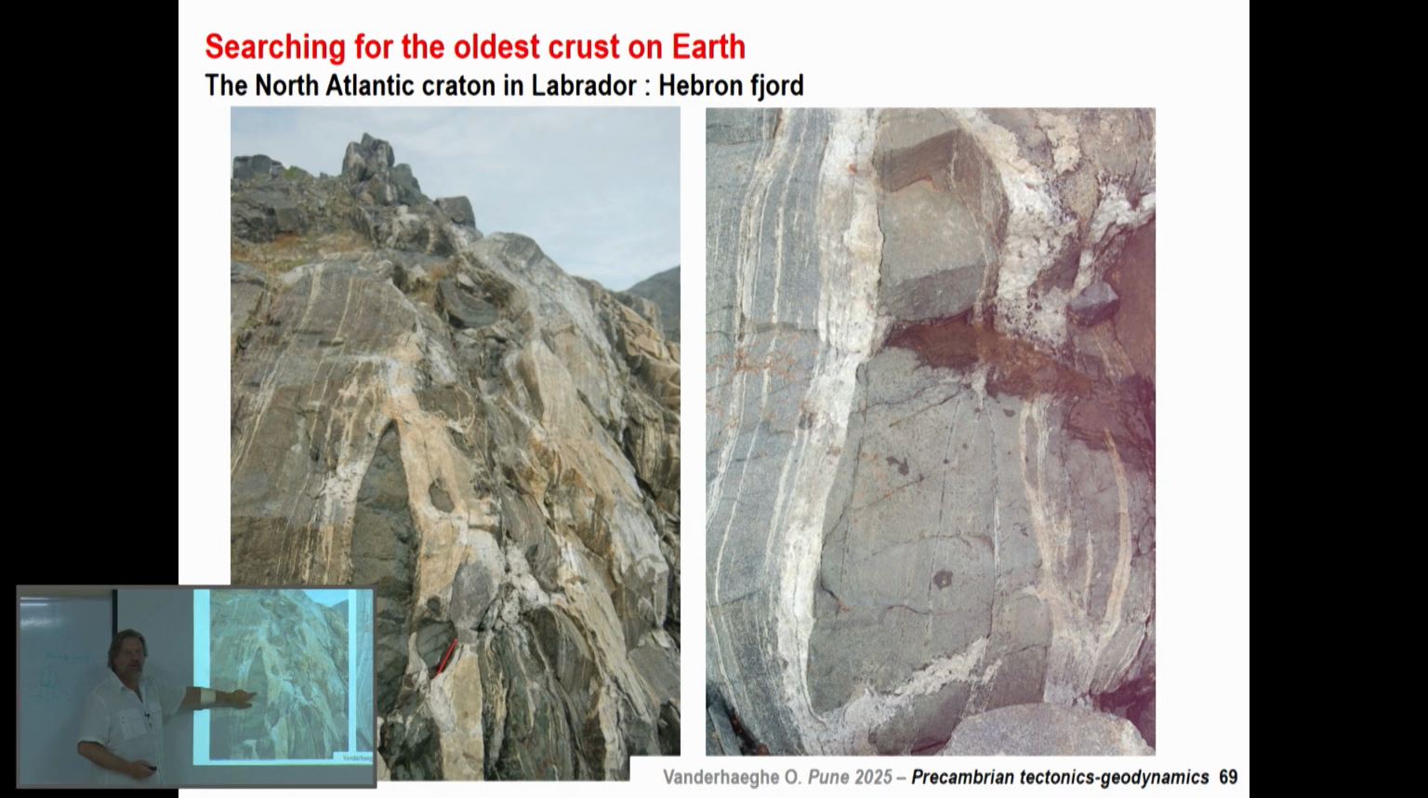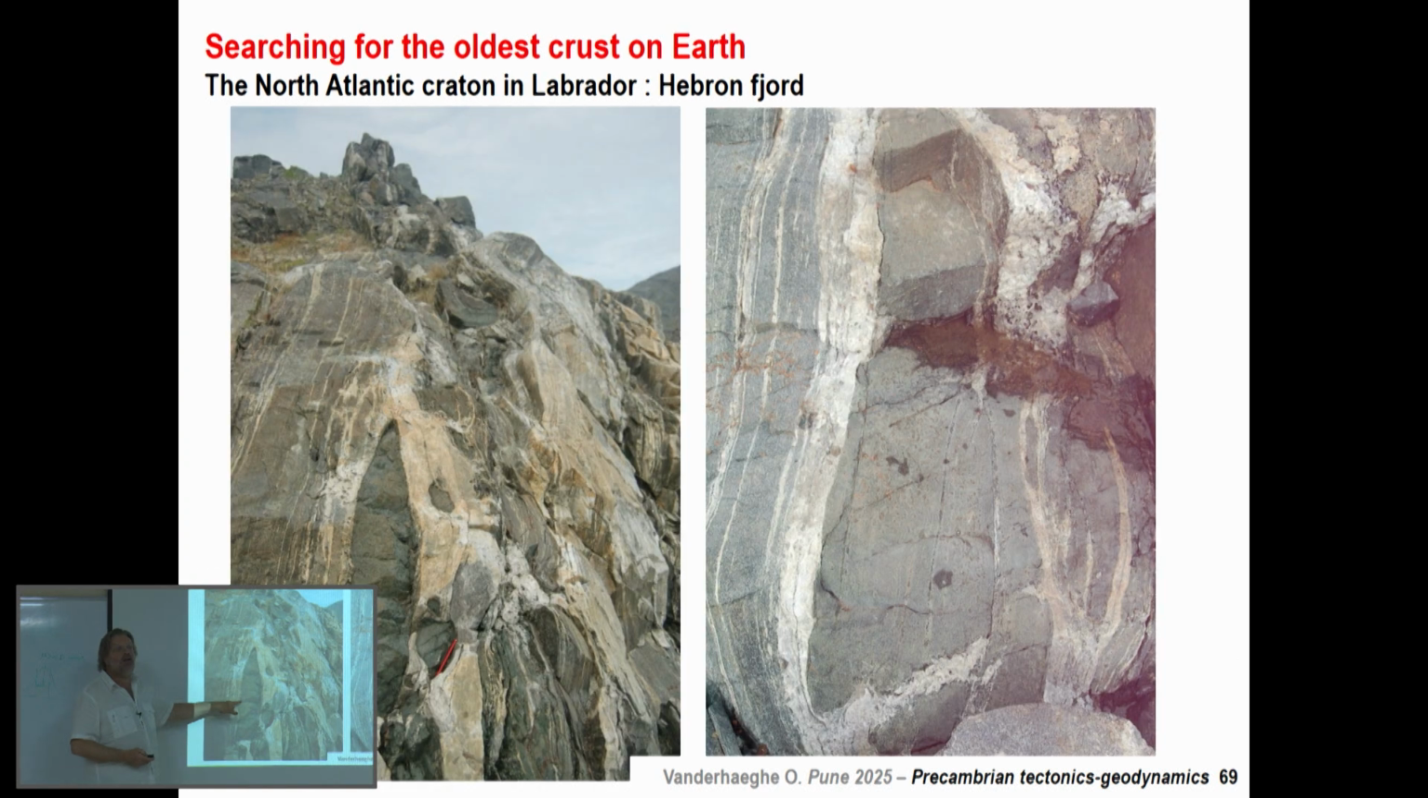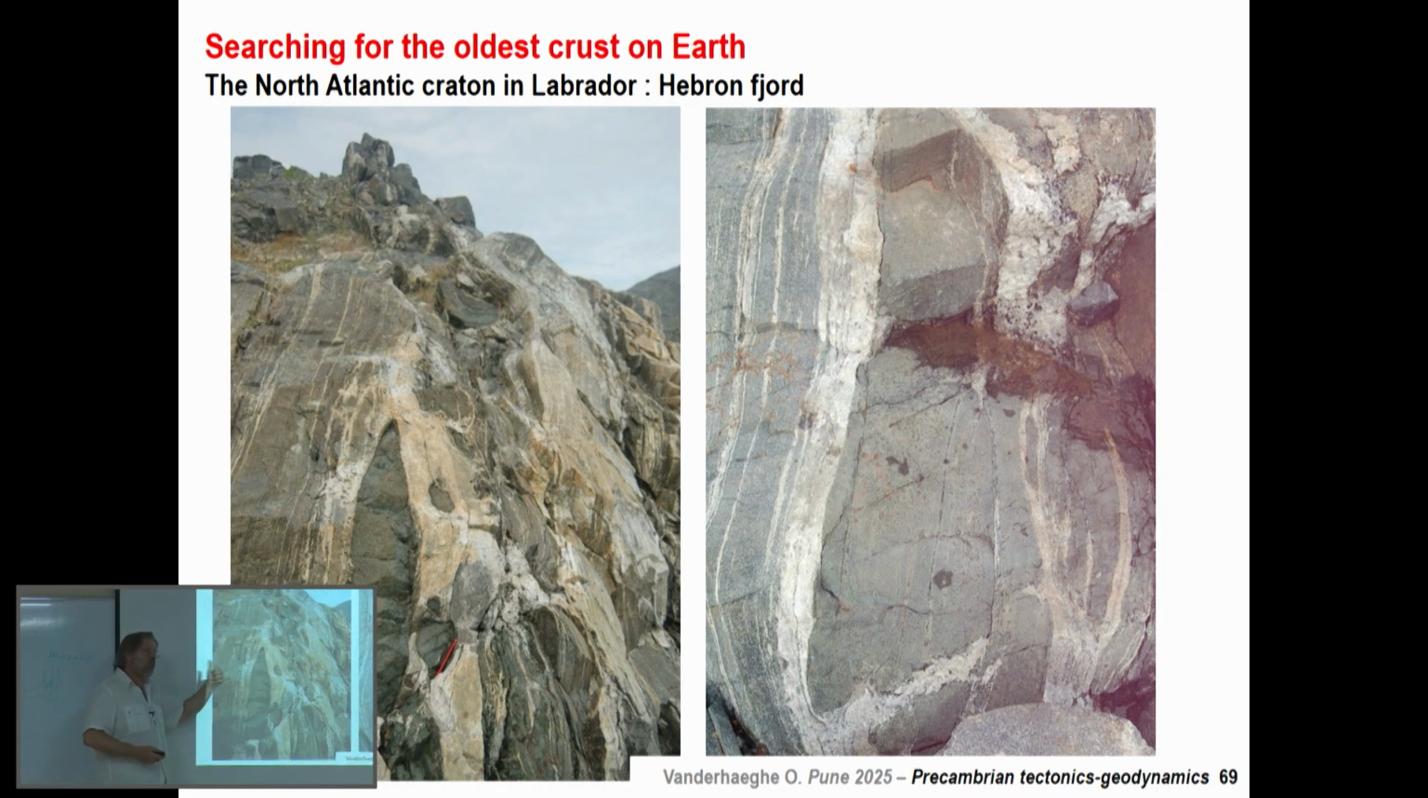Here is the ultramafic boudin. So it changed status. It was a boudin enclosed in a deformed mafic rock, and now it's an enclave in a dioritic site. So that makes the link between the mafic sequence and the felsic sequence. And I think from that evidence we can say that the felsic sequence comes from melting of the mafic sequence.